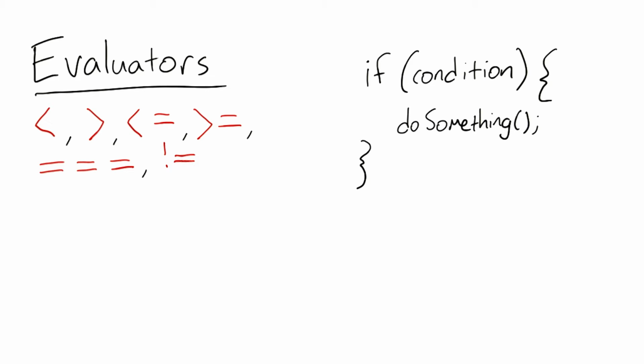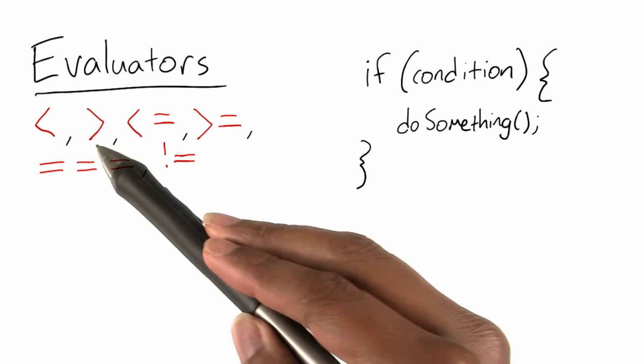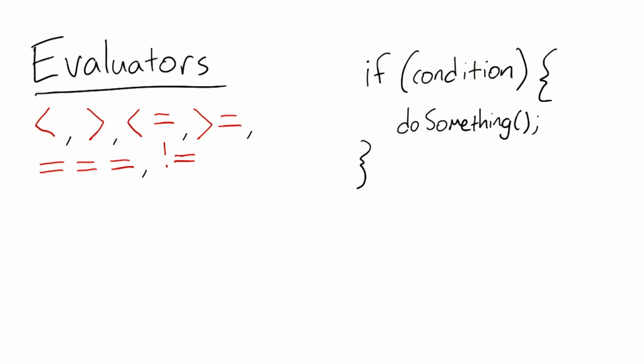Like most other programming languages, JavaScript gives us evaluators to compare expressions. We can see if data are less than, greater than, equal to, or some combination of those three. For this lesson, we'll be sticking with equality. And equal to uses 3 equal signs, not 2.